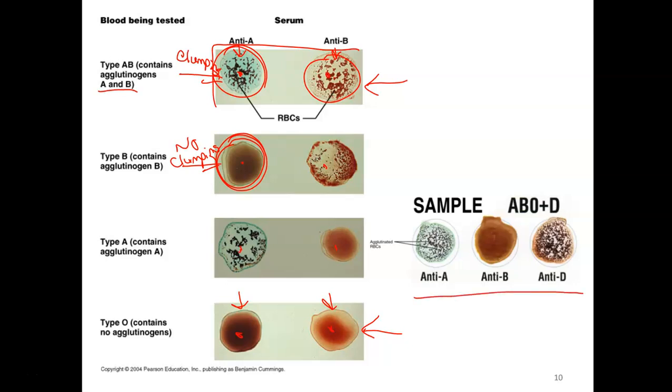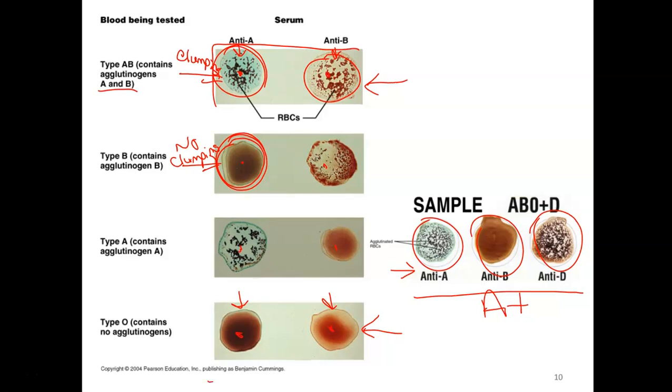Whereas if we come over here on the right-hand side, this is type A. We have clumping in the A. We do not have clumping in the B, so we know that's type A. We do have clumping in this last column, which is the anti-D or RH. So we know that this person is A positive. So that is the blood typing in a nutshell.